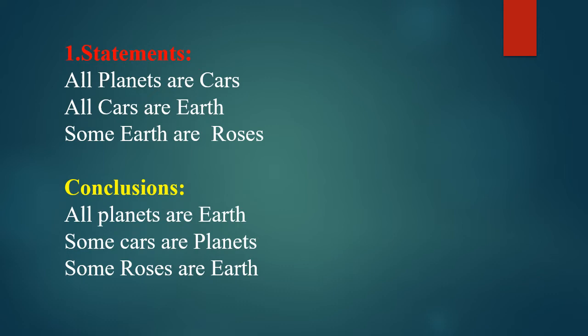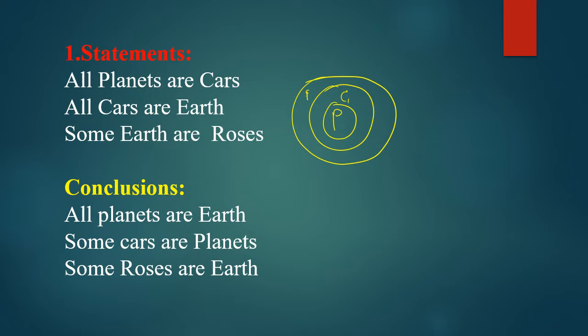We will start with the first question. All planets are cars. Then all cars are inside Earth. Then some Earth are roses. So this is the minimum overlap diagram. Let's cross check with the conclusions here.